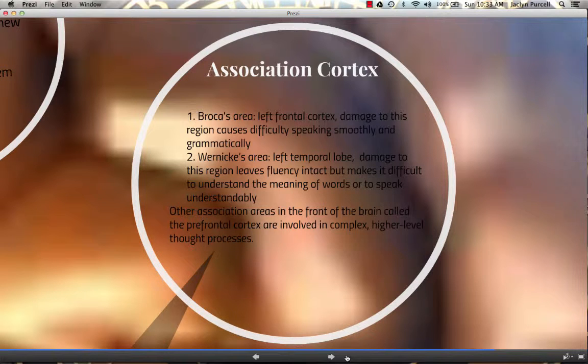Some regions of the association cortex are specifically involved in language processing. Broca's area is a region of association cortex, usually in the left frontal lobe. Damage to this region causes difficulty speaking smoothly and grammatically, a condition called Broca's aphasia. Wernicke's area is a region of the association cortex, usually in the left temporal lobe. Damage to this region leaves fluency intact but makes it difficult to understand the meaning of words or to speak understandably. Other association areas in the front of the brain, called the prefrontal cortex, are involved in complex, higher-level thought processes.